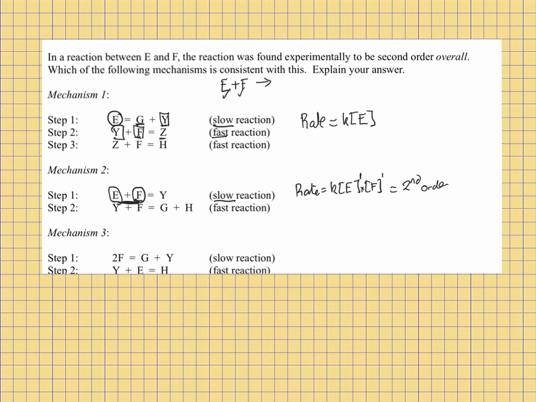Let's just look at mechanism 3. In mechanism 3, we have got two molecules of F, which is the slow reaction, and therefore I can deduce that the rate is equal to k, but because there are 2 moles of F colliding, two molecules, it's second order also with respect to the concentration of F. So it says here, which of the following mechanisms are consistent with this? Mechanism 2 and mechanism 3 are both second order.